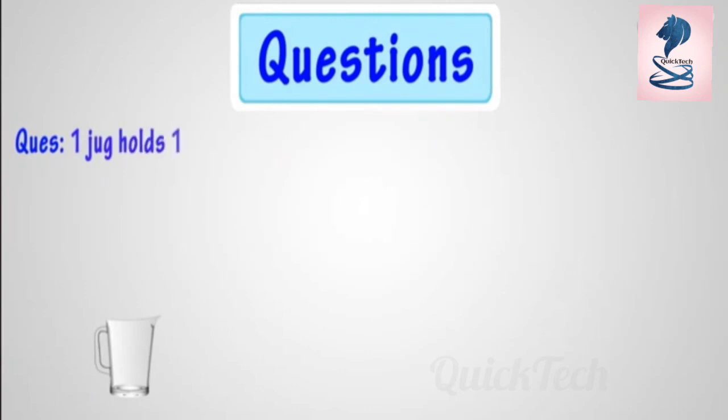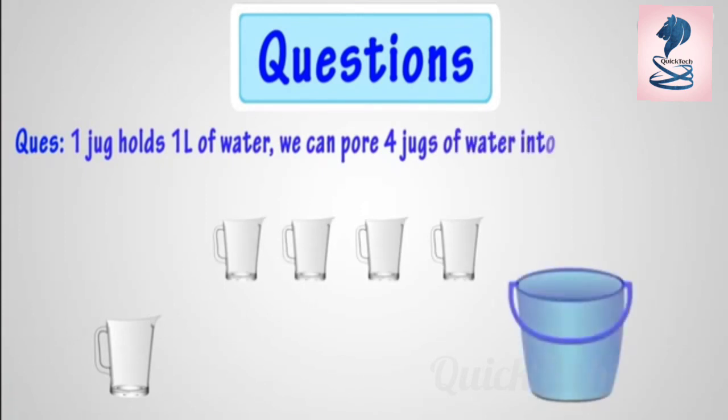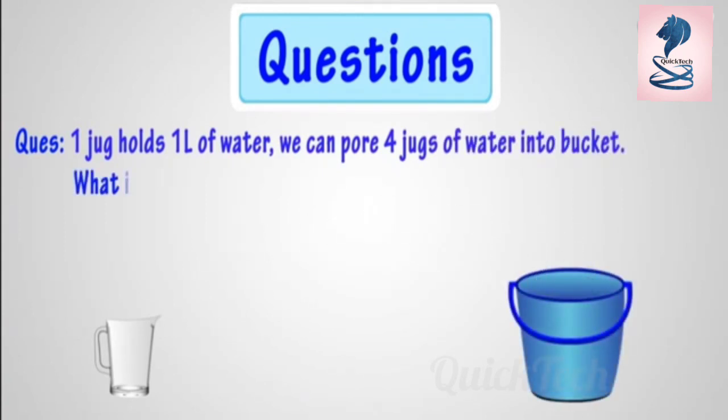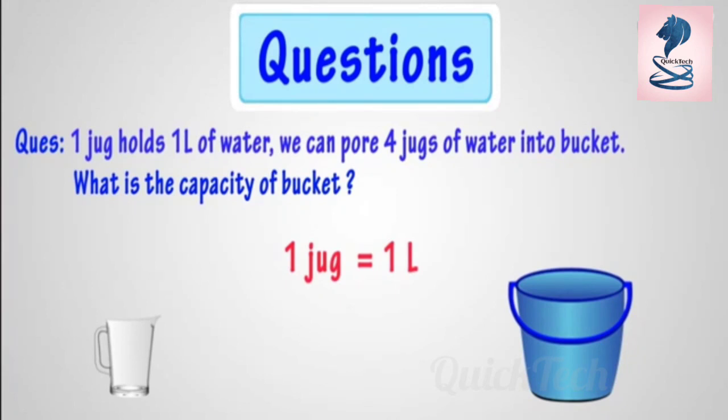Now, let's move on to the next question. 1 jug holds 1 liter of water. We can pour 4 jugs of water in a bucket. Then, what is the capacity of the bucket? Let's solve this question. Capacity of the jug is 1 liter. And we can pour 4 jugs of water in the bucket. 4 jugs means 4 liters of water. So, capacity of the bucket is 4 liters. So, kids, today we learned what is capacity.